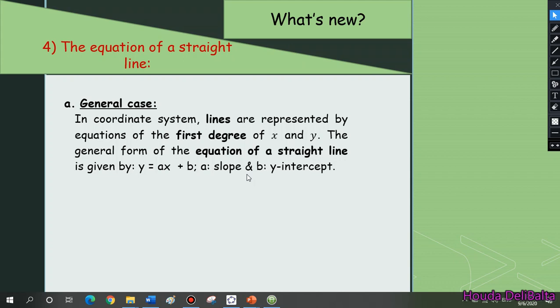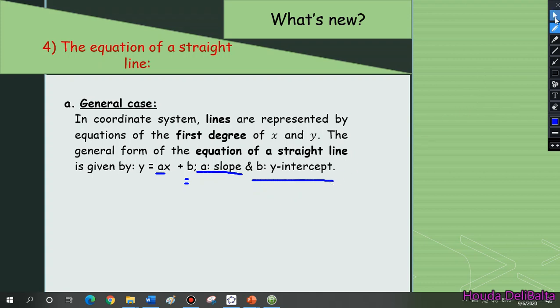Now a is called the slope. So again, this real number multiplied by x, which we call the coefficient of x, is called the slope. And b, this real number alone, that's not multiplied by any variable x or y, it's just a constant, is called the y-intercept. And the word intercept is like the word intersect.